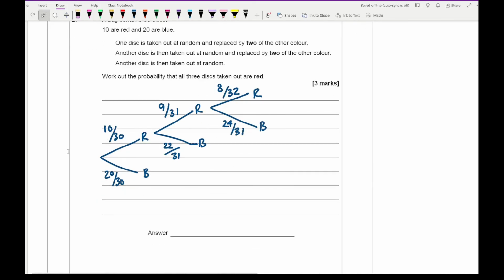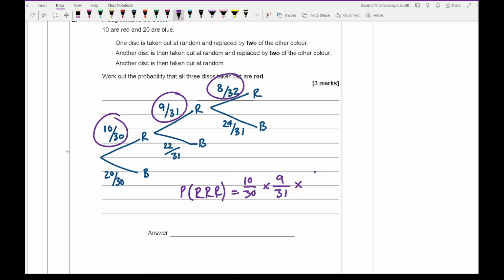So from this then, what I need to do is to work out the probability of getting 3 reds, which is going to be, for the first one, 10 over 30 times the second red, which is 9 over 31, times the third one, which is 8 over 32. And if I type that all into my calculator, which I'm going to do now, just to double check, 9 over 31 times 8 over 32, it gives me an answer of 3 over 124.